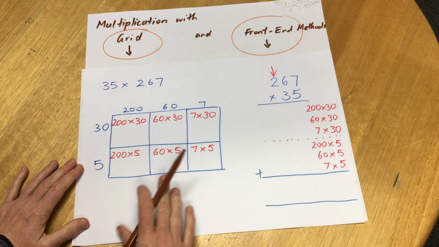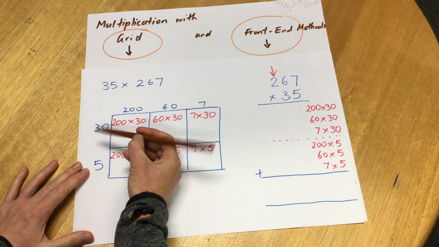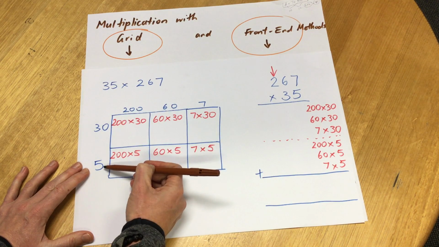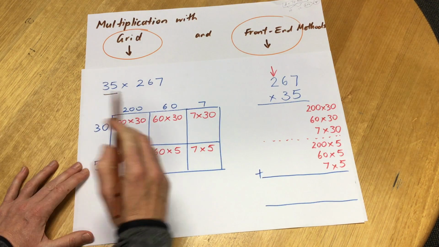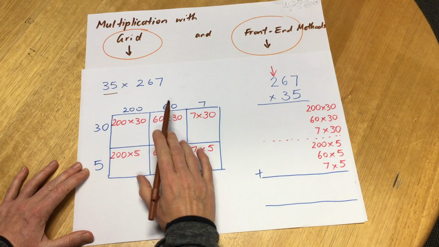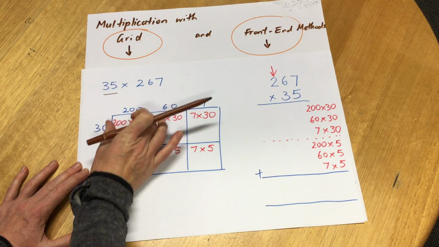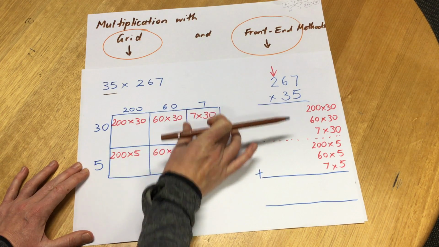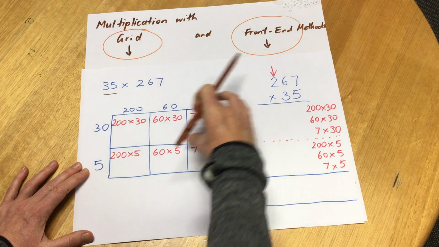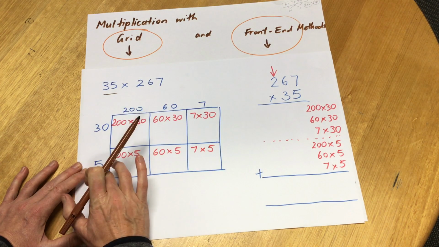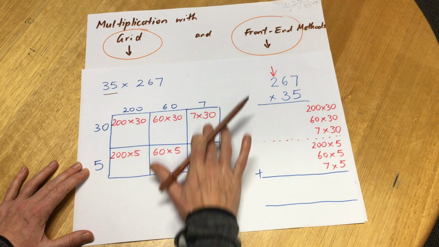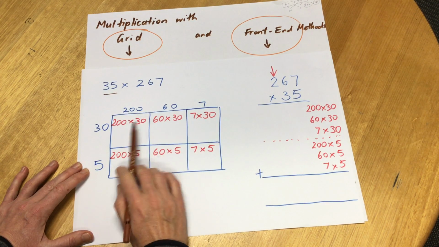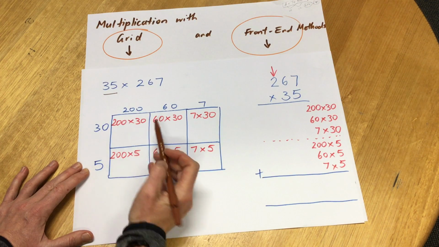Okay, first up, with the grid method we number split using our place value. So you can see my 35 is 30 and 5, and my 267 is 200, 60 and 7. I create the number of columns that I need and the number of rows that I need. So a 2-digit number needs 2 rows against a 3-digit number of 3 columns. The red is my thinking of what I'm actually doing in that box.